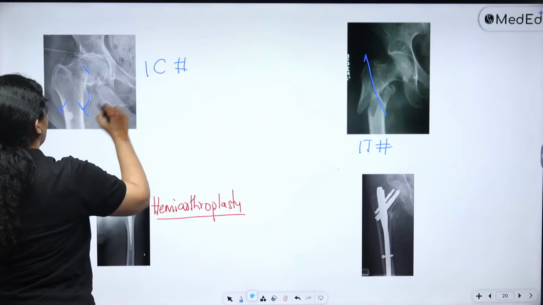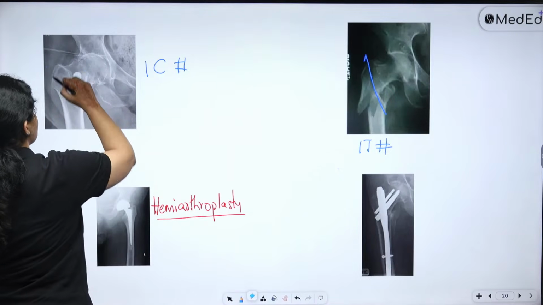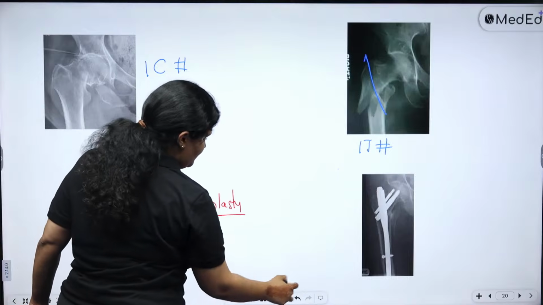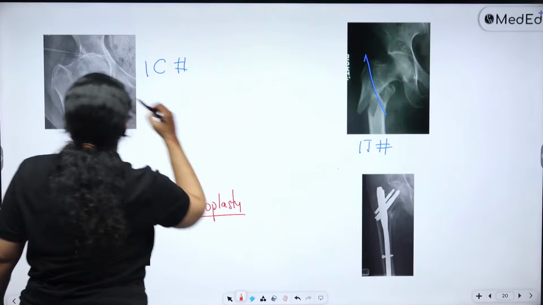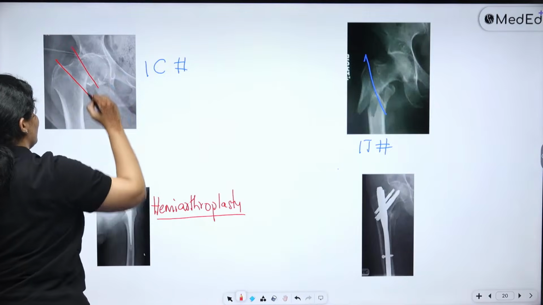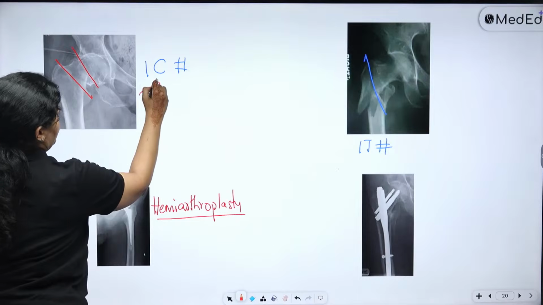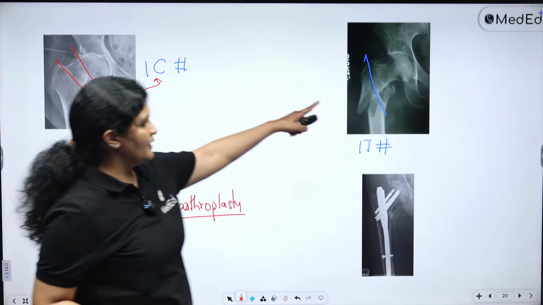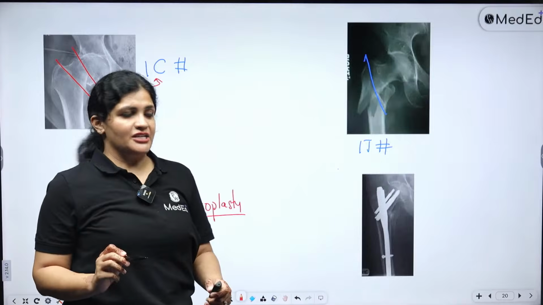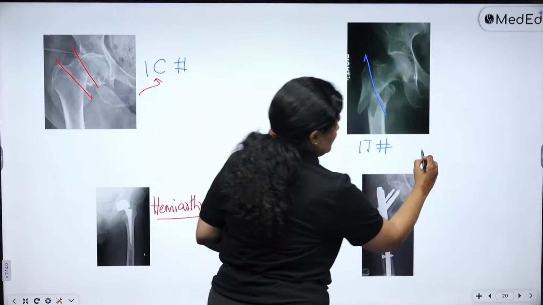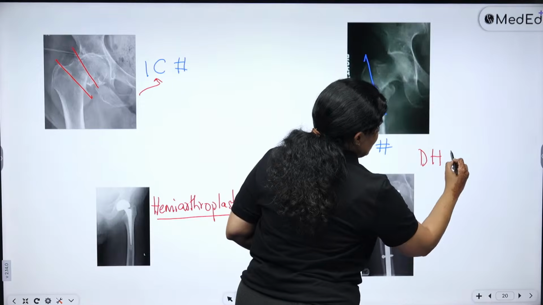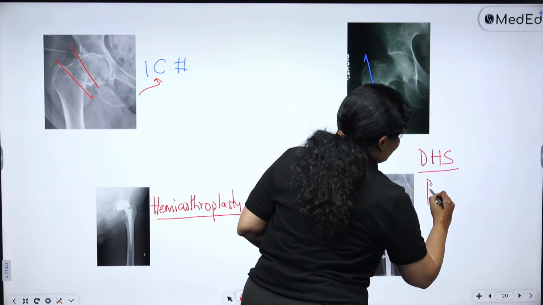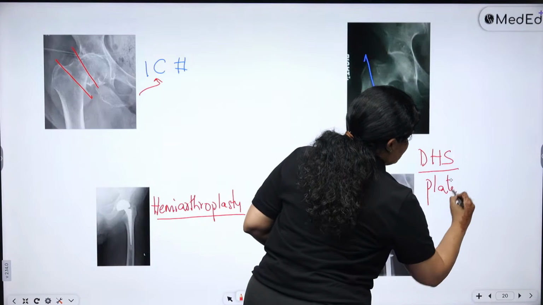Clear everybody? Hope you will not make any mistakes regarding this question when asked in the exam. Okay? So this is the neck. So if there is a fracture here, it is IC. If the fracture is in the trochanter, it is IT. For IT fracture, the treatment is two. One is your DHS, that is dynamic hip screw. That means you see a plate with a screw. So plate plus a screw.